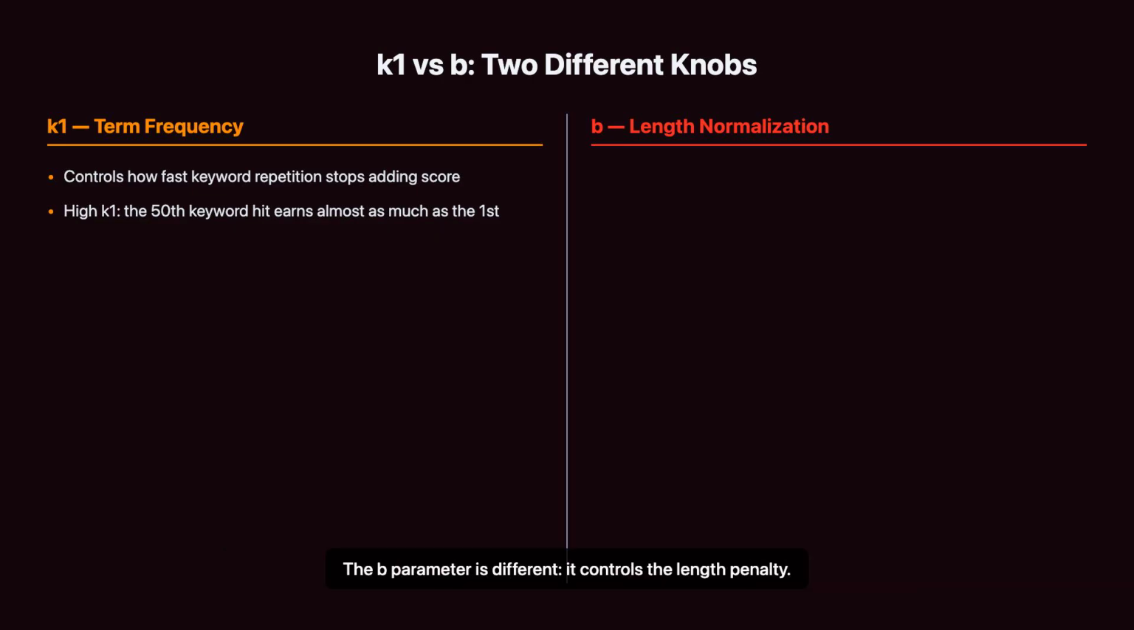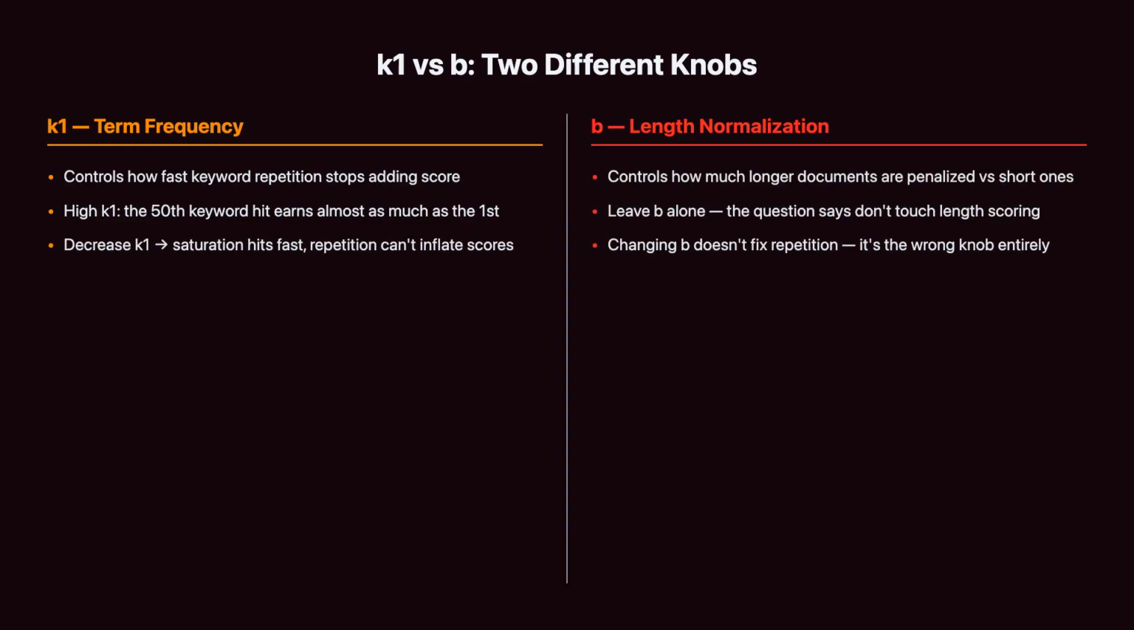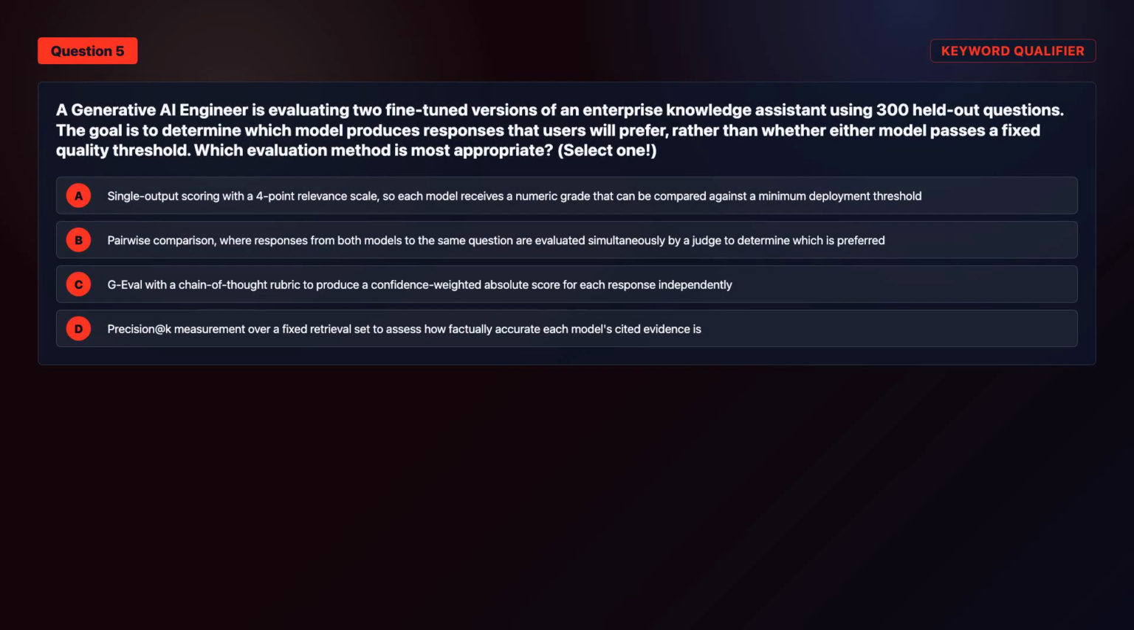The B parameter is different. It controls the length penalty. The question says leave length alone, so B is off the table. You only need to kill the repetition advantage: decrease K1, and you cap what repetition can earn. That's why D wins. Next up, question 5.